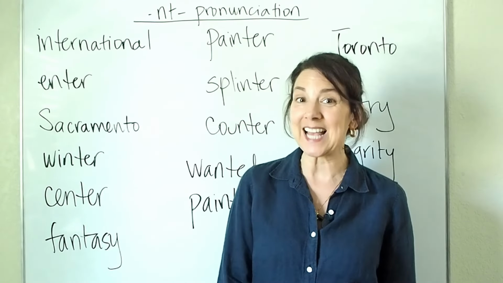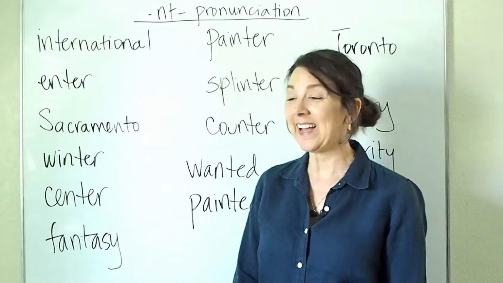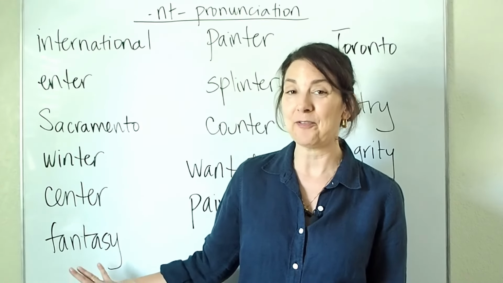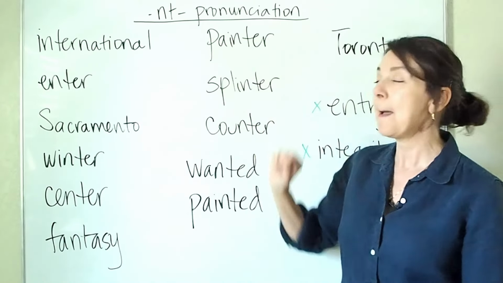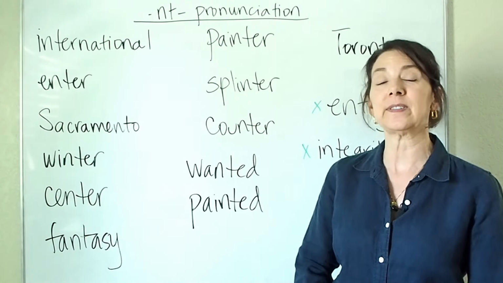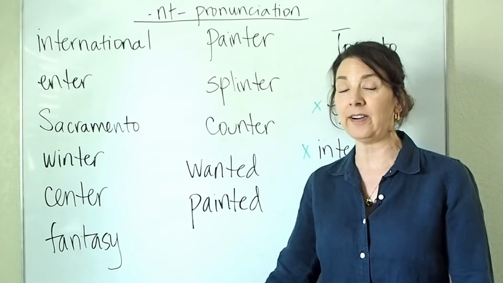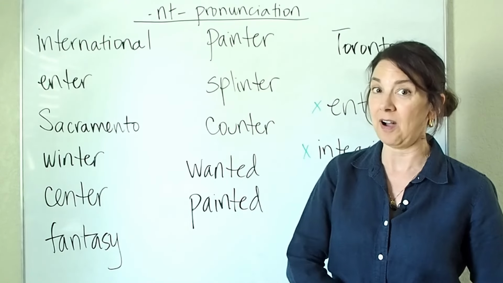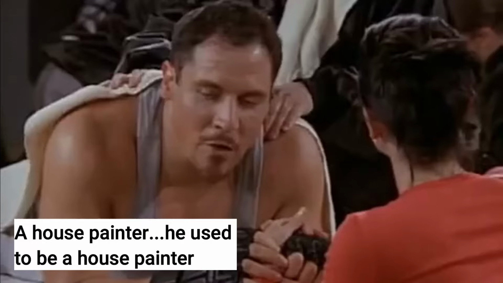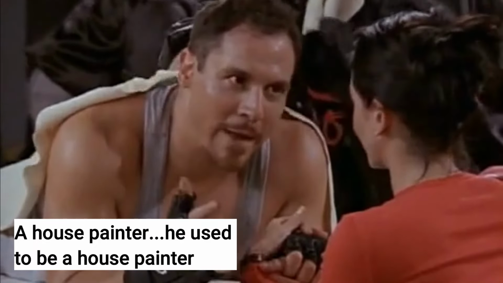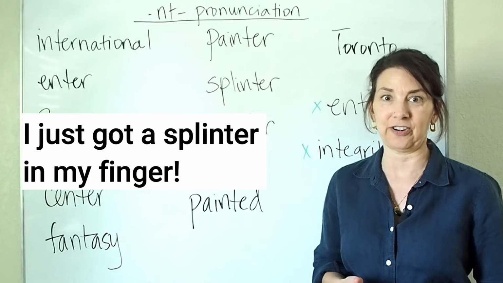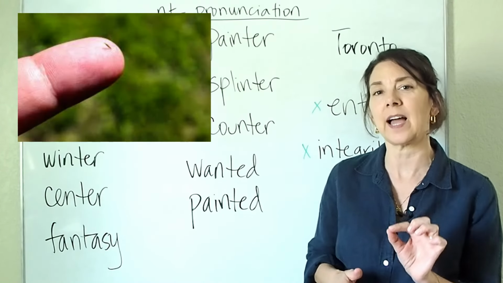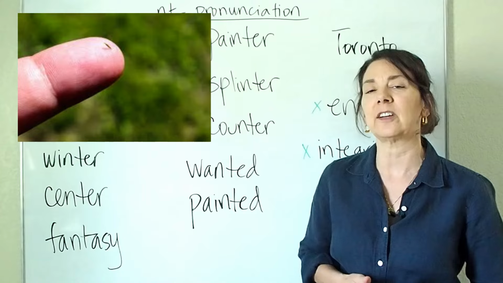Okay, next, center and fantasy. Fantasy. Like fantasy. Okay, the next one's painter. So a lot of words that have N-T-E-R are going to have this T dropped when we're speaking at a normal pace. House painter. He used to be a house painter. Splinter. Oh, I just got a splinter in my finger. Okay, a splinter is a tiny piece of wood that gets stuck in your finger.